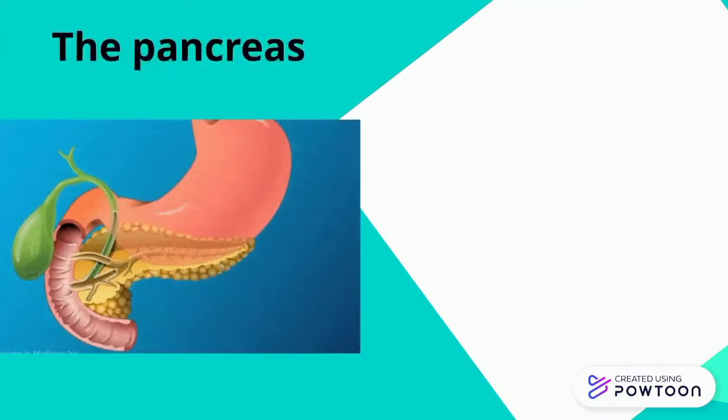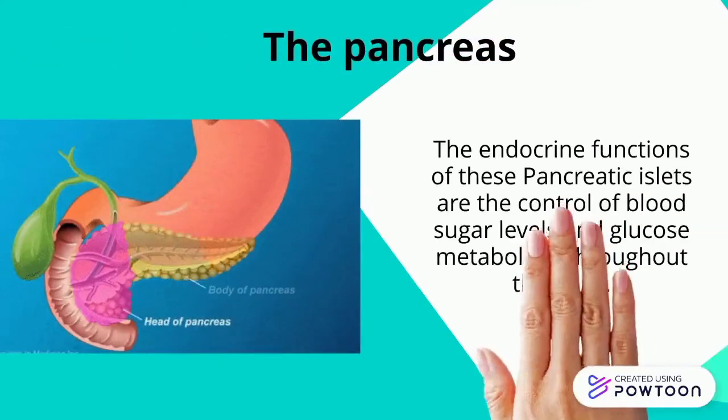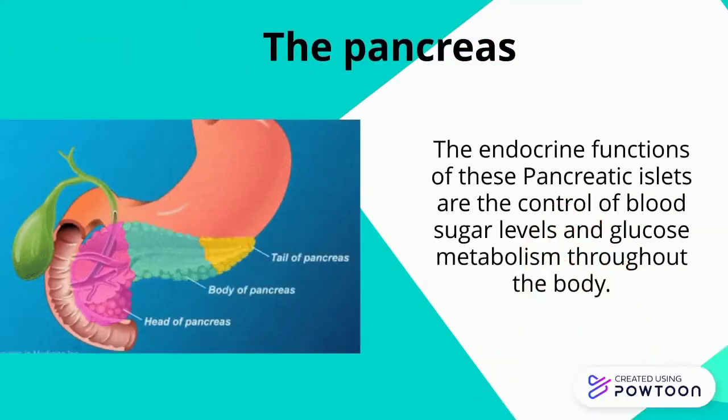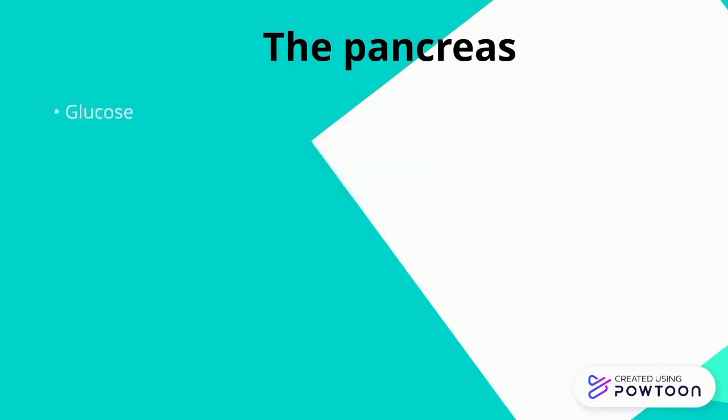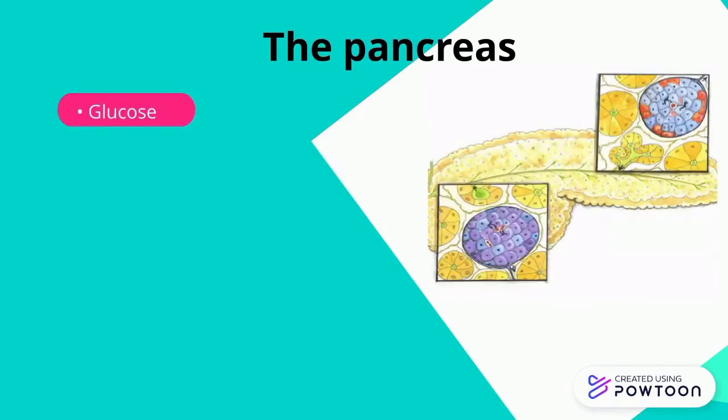The pancreas. The endocrine functions of these pancreatic islets are the control of blood sugar levels and glucose metabolism throughout the body. The secretions of the pancreatic islets include glucose, also known as blood sugar, which is the basic form of energy used by the body.